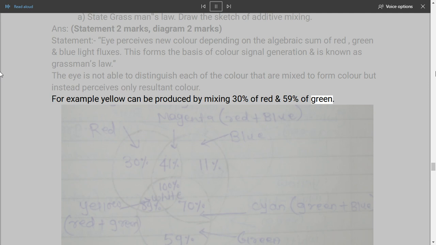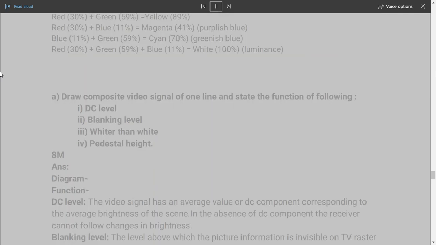Red, 30%, plus green, 59%, equals yellow, 89%. Red, 30%, plus blue, 11%, equals magenta, 41%. Purplish blue, 11%, plus green, 59%, equals cyan, 70%. Greenish blue: red, 30%, plus green, 59%, plus blue, 11%, equals white, 100%. Luminance.